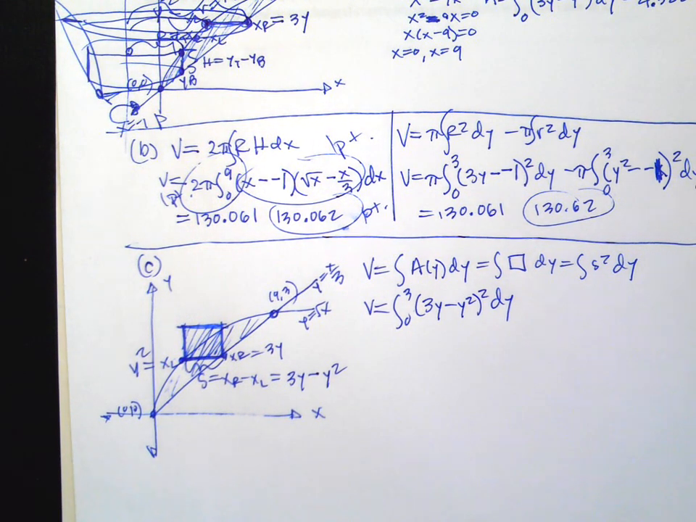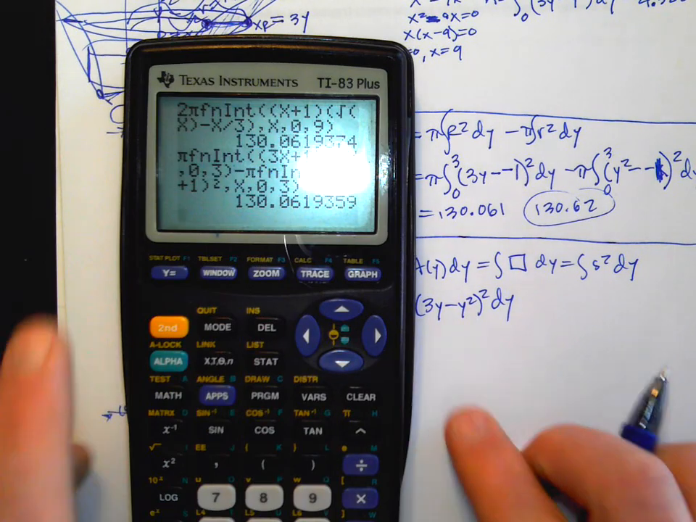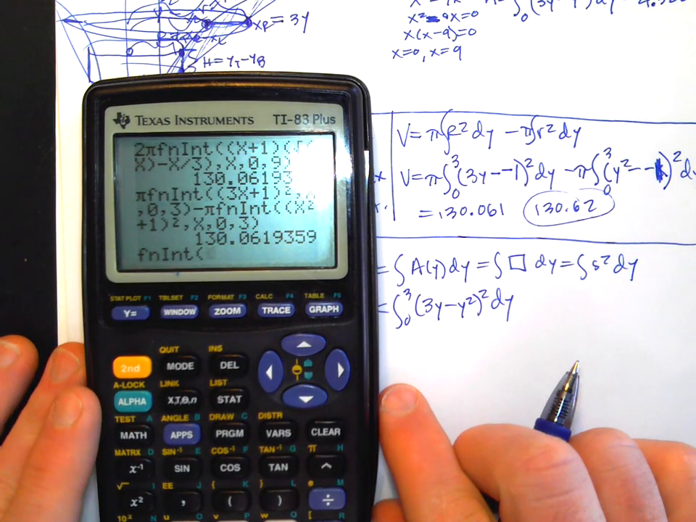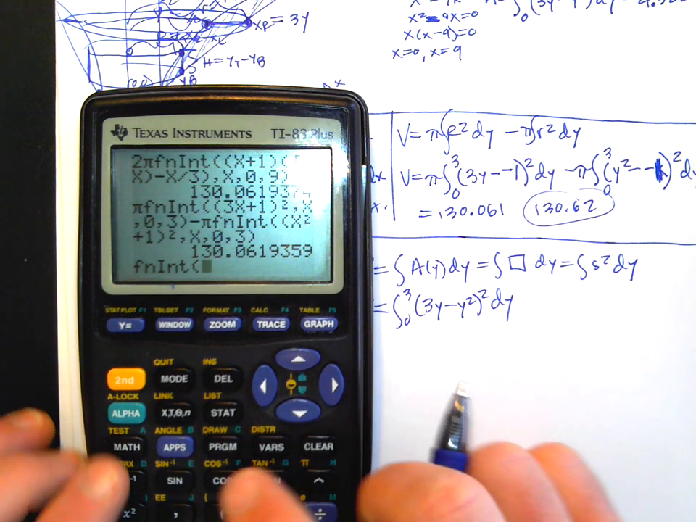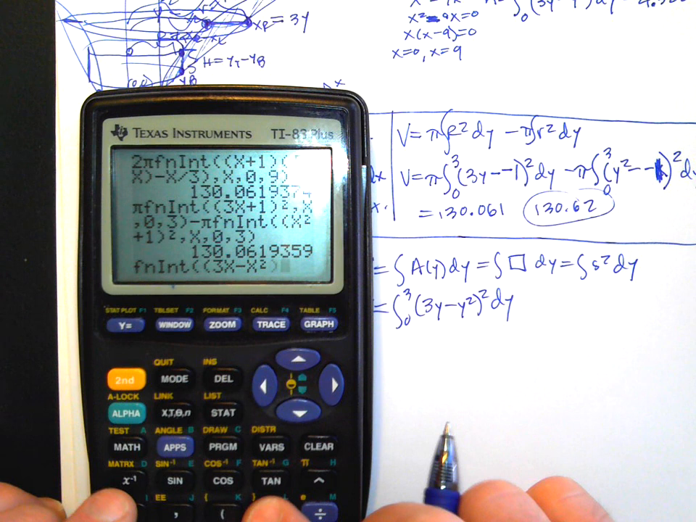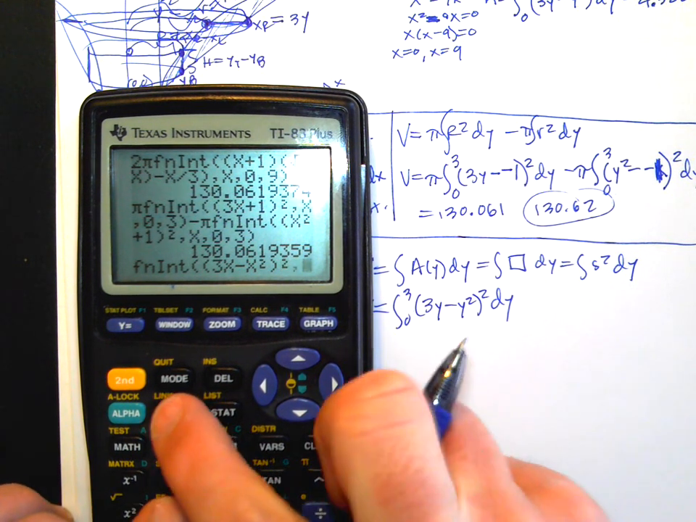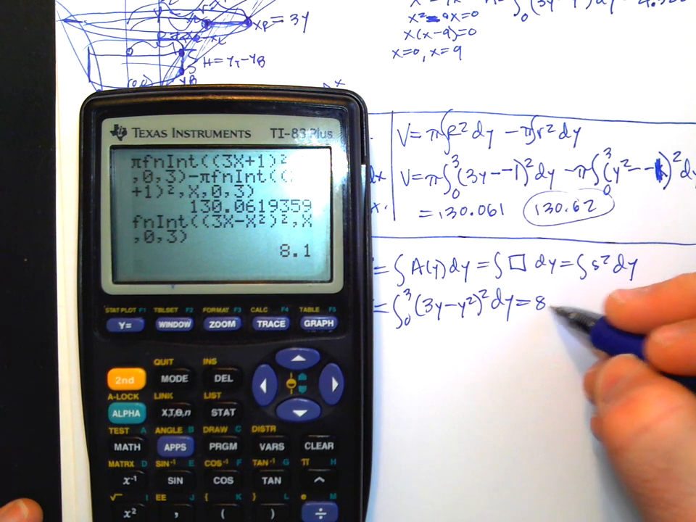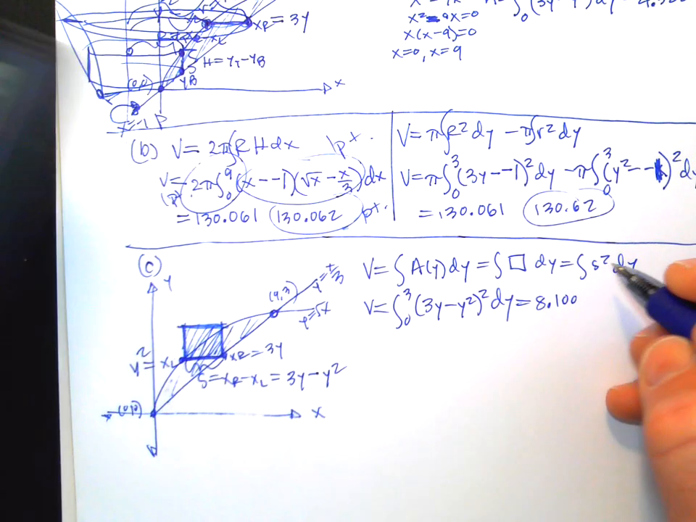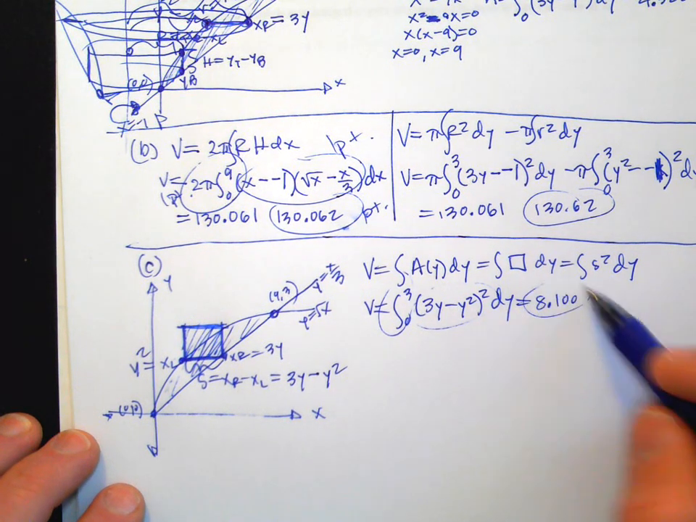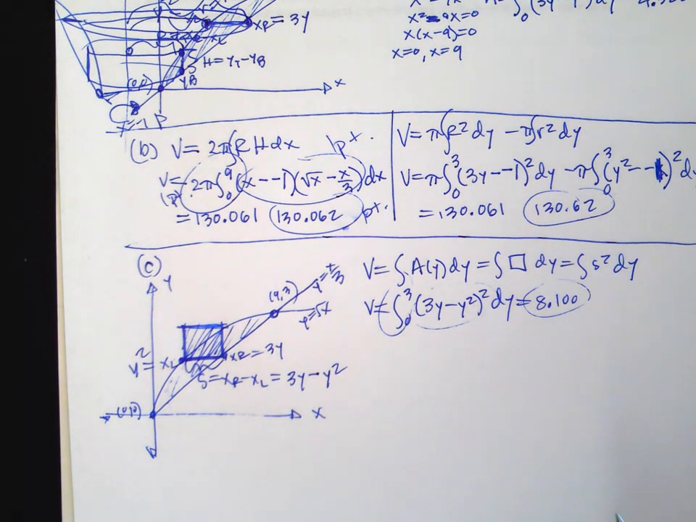That's our setup. And I guess we're supposed to calculate it. So we'll do math 9, parentheses, 3x minus x squared, close parentheses, squared, comma x, comma 0, comma 3. And we get 8.1. So probably a point for the integrand, probably a point for the limits, probably a point for the answer. So I don't know.